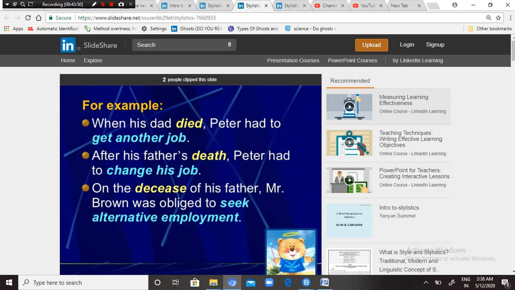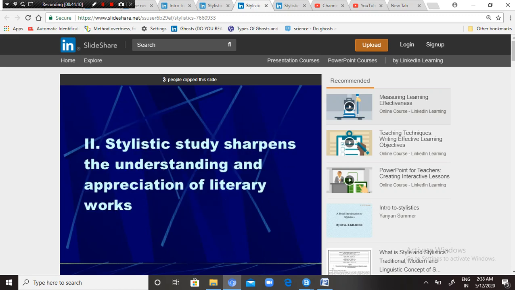For example: When his dad died, Peter had to get another job. After his father's death, Peter had to change his job. On the decease of his father, Mr. Brown was obliged to seek alternative employment. Stylistic study sharpens our understanding and appreciation of literary work.